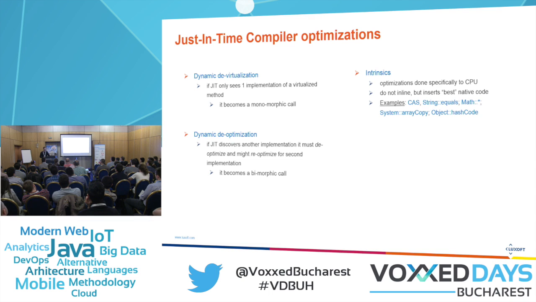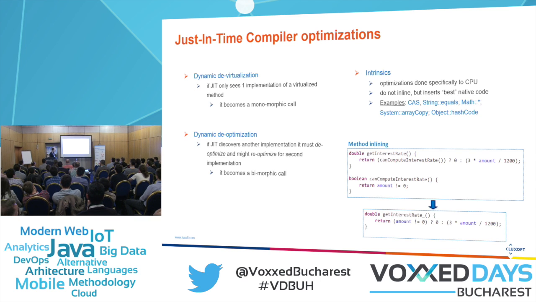Intrinsics. During the runtime, the just-in-time compiler does a lot of optimizations in regards to these intrinsics. It mainly inserts the best native code specific to the target hardware platform. A few examples are compare and swap, equals, array copy, hash code; all of these are intrinsics.